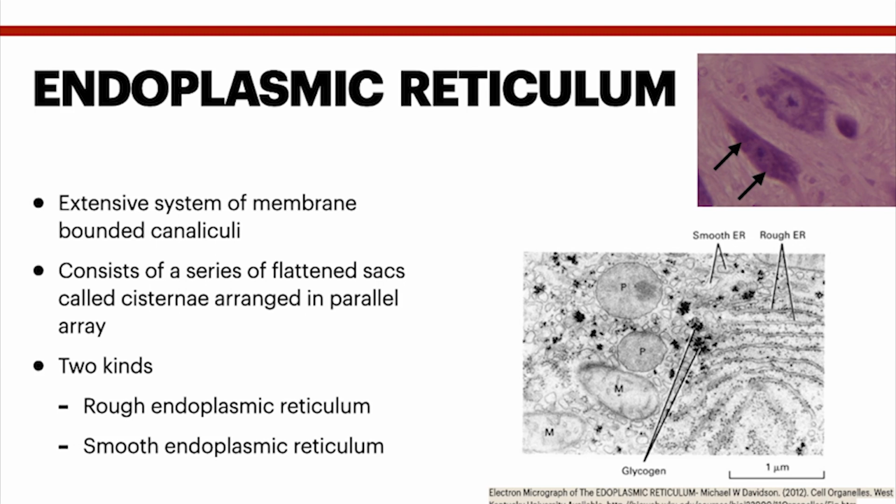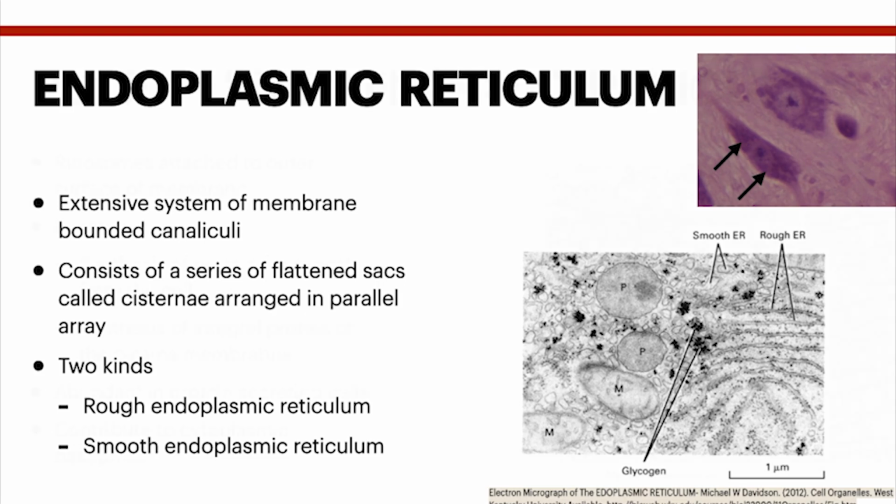Under the electron microscope, this organelle appears as branching membrane-bounded tubules. In some places, the tubules are widened into flat saccules called cisternae, which may be arranged in parallel arrays. The rough endoplasmic reticulum has its surface studded with ribosomes, while the smooth endoplasmic reticulum has none. The two forms are continuous with one another.